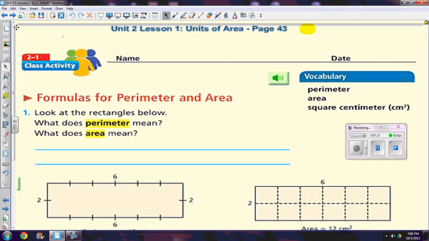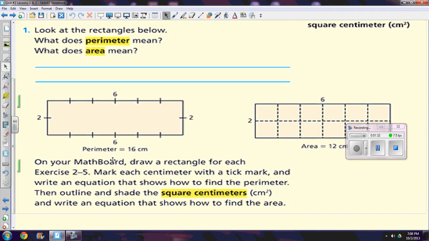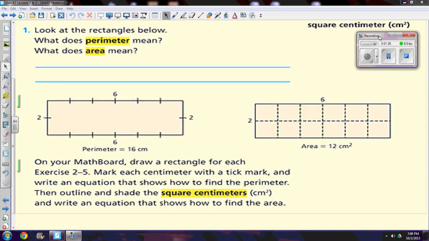All right. Look at the rectangles below. What does the perimeter mean? What does the area mean? So down below, you have perimeter equals 16 centimeters. Area equals 12 centimeters squared. The question again is, what does perimeter mean? What does area mean? So in your black notebook, number 1, they want you to write up what each one means.